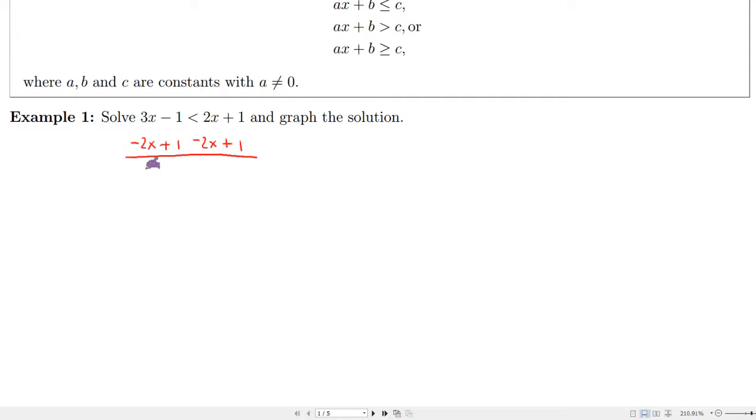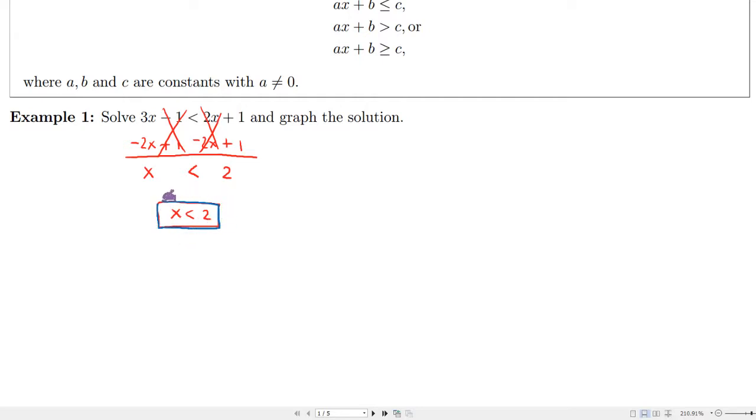And what will we be left with? We'll have an x, but then the 1's go away, and the negative 2x and the 2x cancel, and then we're left with 2 over here. So x is strictly less than 2. Okay, so that's our solution set. Now we could represent the solution in a couple of different ways. So one way is you could represent it like this, okay?